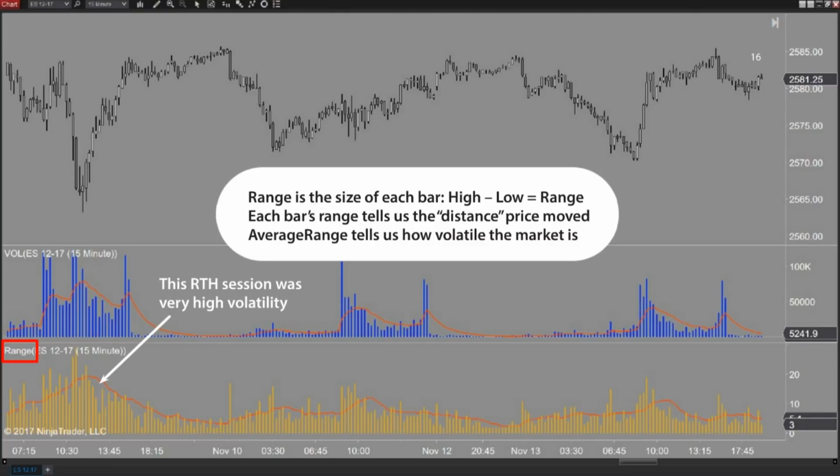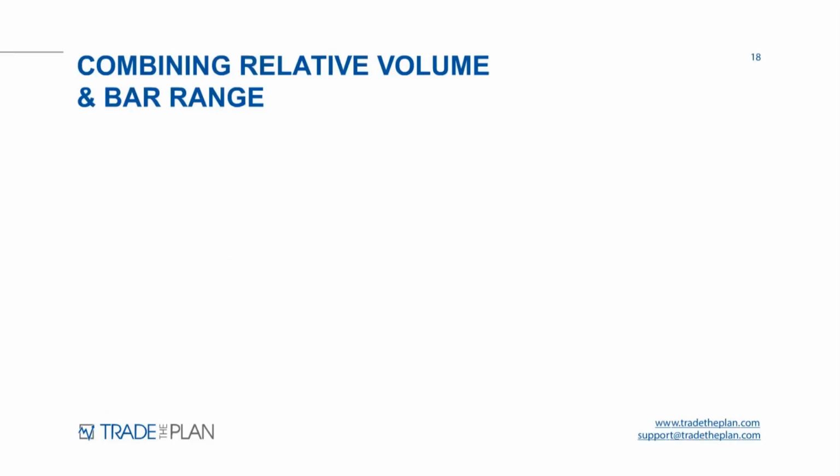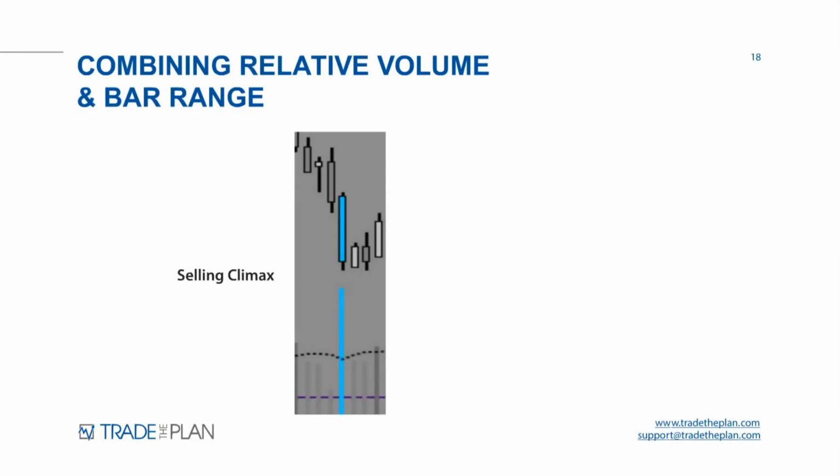Okay, so in this session here, you can see it was very, very high volatility as the market was tanking, going straight down into that very high volume, wide-ranging bar, kind of selling climax there. So we're going to combine the range with the relative volume and put these conditions together. I'm not going to go into all the different conditions because there are way too many to go into. But here we've identified a selling climax right here, very high relative volume, wide-ranging bar, and a buying climax, very high relative volume, wide-ranging bar. And I want to kind of go into those a little bit.